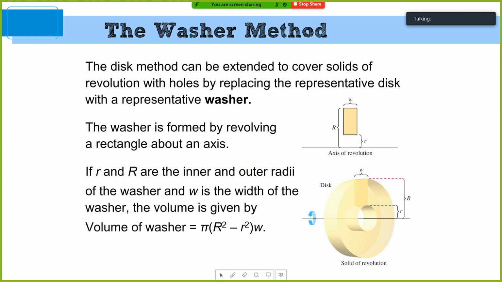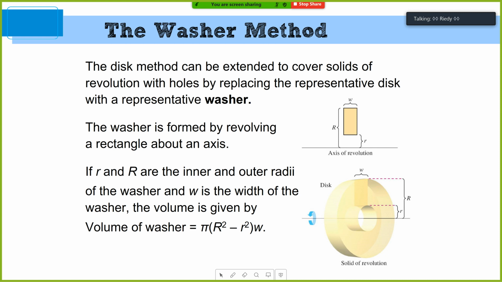Okay, and Paige, this is where we come back to your question. Notice I have two different R's here. Capital R is the largest distance from the axis of revolution to a point on the representative rectangle. Little r is the closest point from the axis of revolution to the representative rectangle.